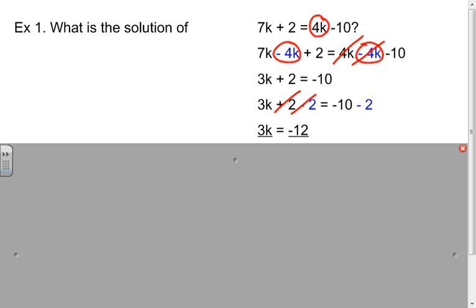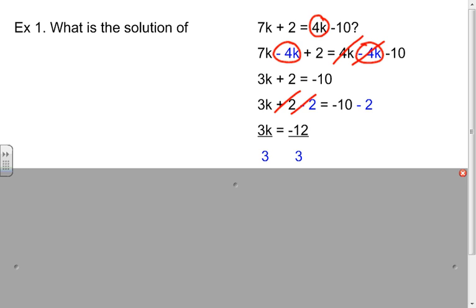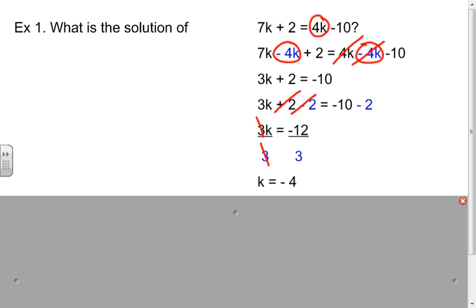My variable is not by itself. It's being multiplied by 3. The inverse of that is dividing by 3, and I have to do that to both sides. Multiplying by 3 and dividing by 3 are inverses, so they cancel. I have k on the left. Negative 12 divided by 3 gives me negative 4 on the right. There is my answer. My variable is by itself. That's what I was trying to do. If I want, I can plug it back into the original problem to check my answer.